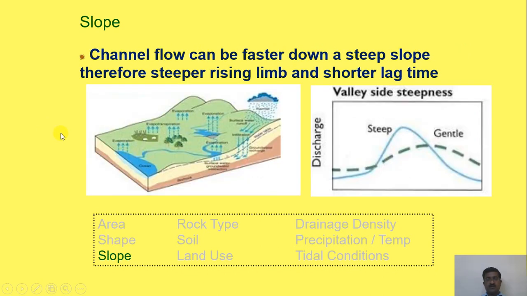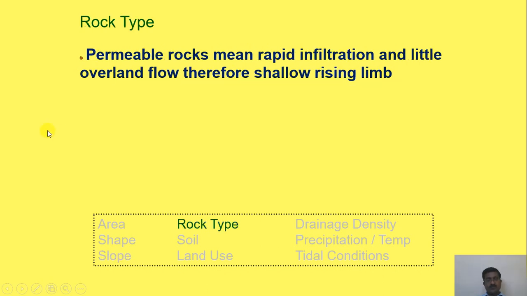Then slopes. In the terrain, what kind of slopes are present is also going to affect the hydrograph. Channel flow can be faster down a steep slope, therefore a steeper rising limb and shorter lag time. So this is very important. If steep slopes are there, the hydrograph depends on that. You can see here for the steep slope how the hydrograph is, and for a gentle slope how the hydrograph is. So the slope also is going to affect it.